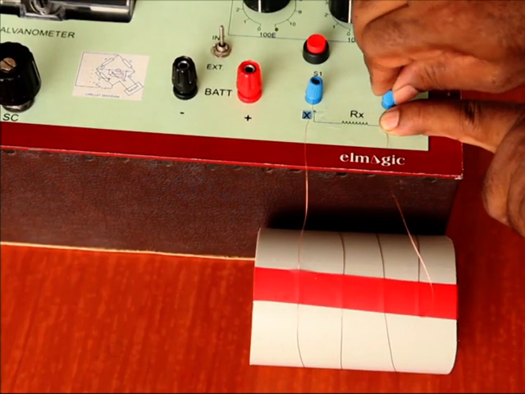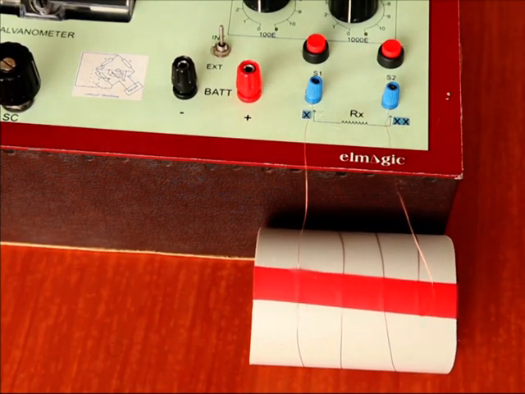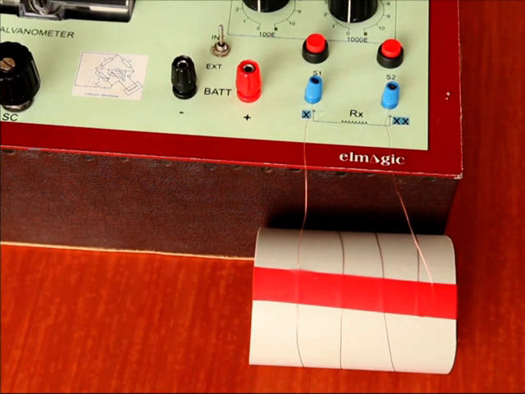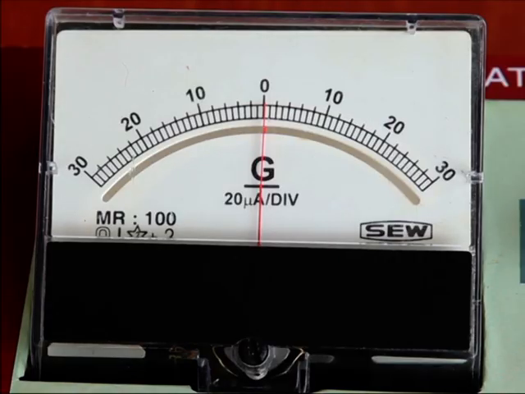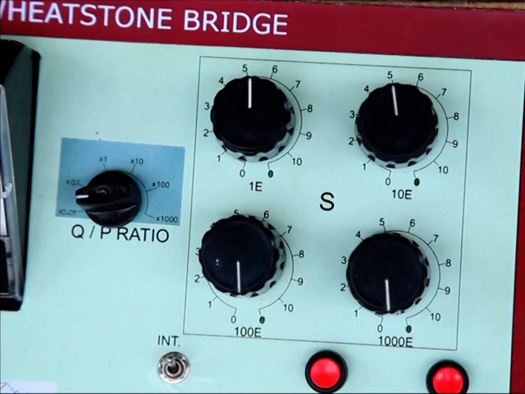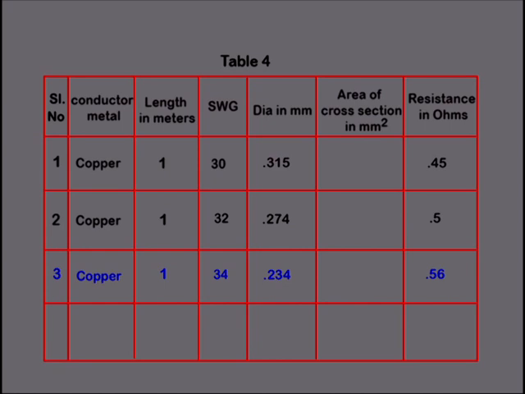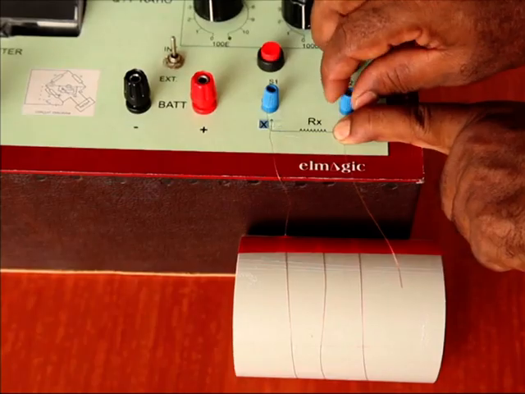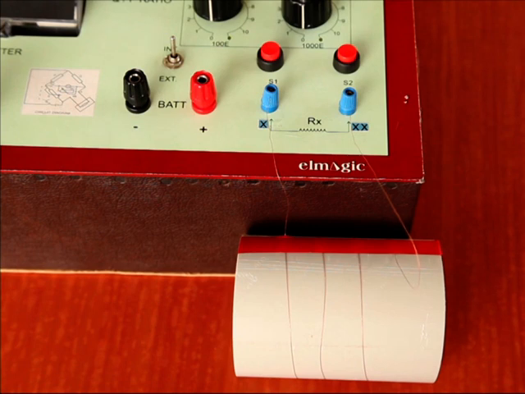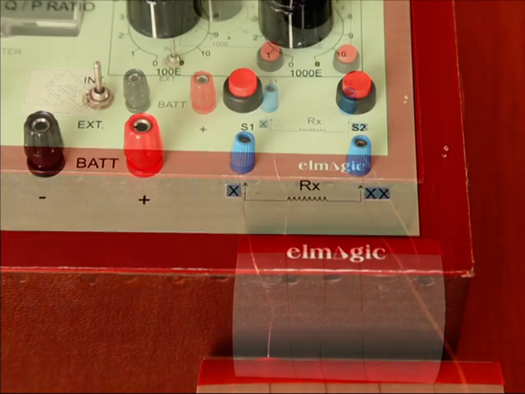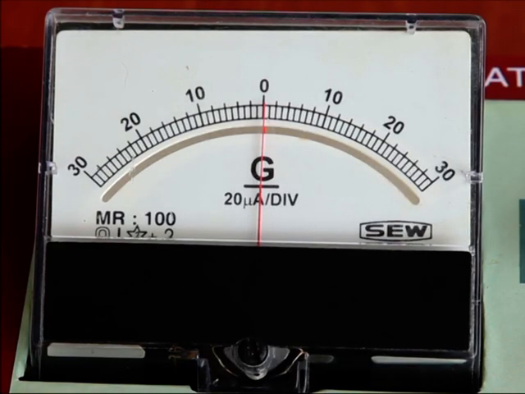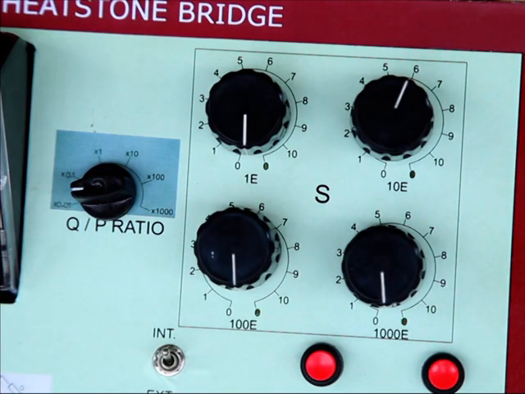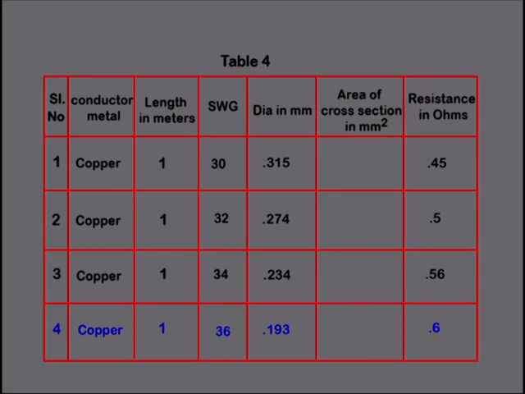Connect the Wheatstone Bridge terminals to the copper wire of the gauge 34 SWG. Measure the resistance and enter the values in Table 4. Connect the Wheatstone Bridge terminals to the copper wire of the gauge 36 SWG. Measure the resistance between the ends and enter the values in Table 4.